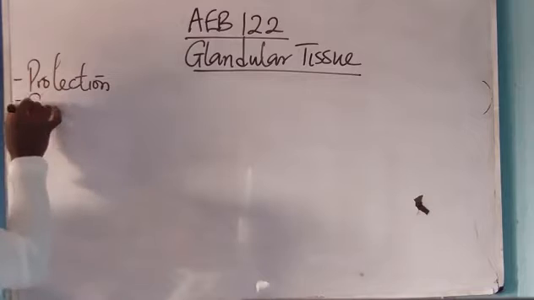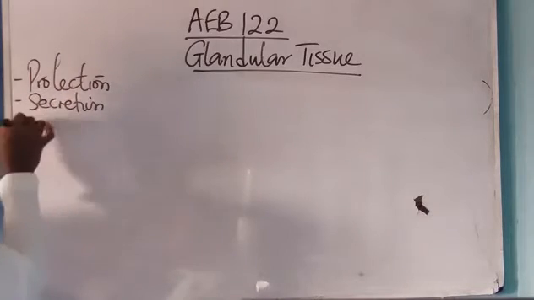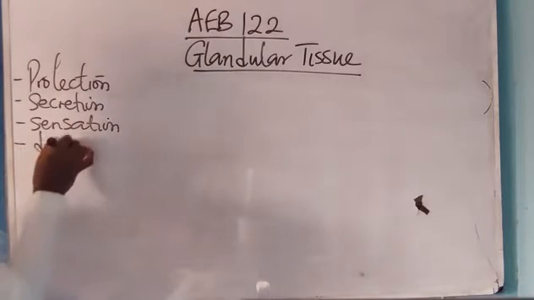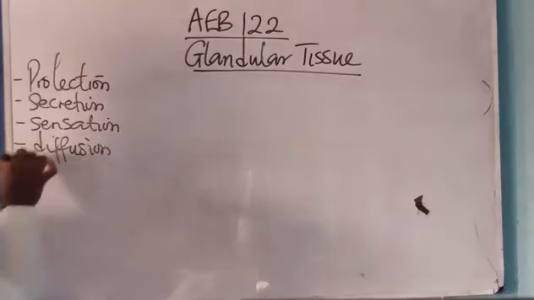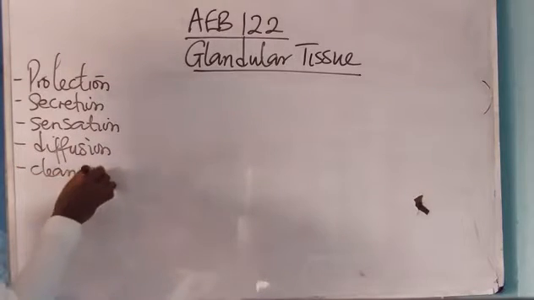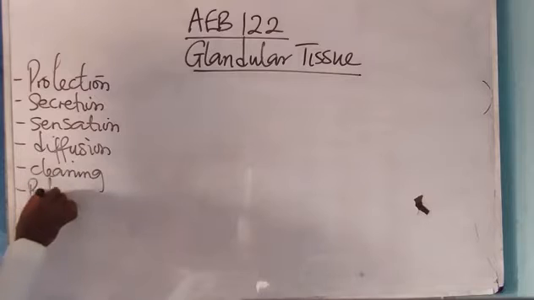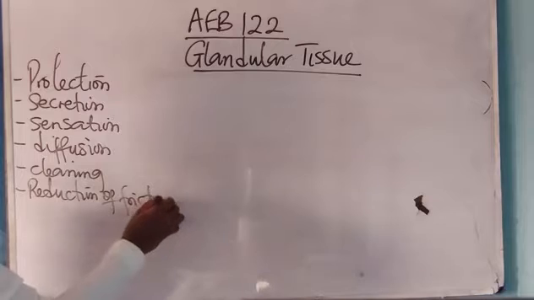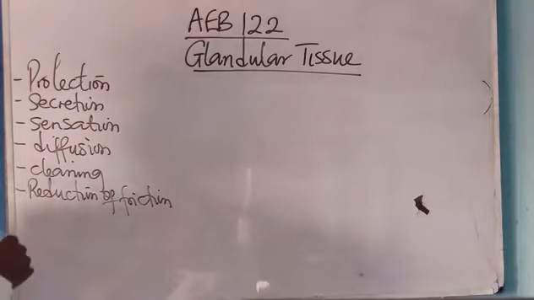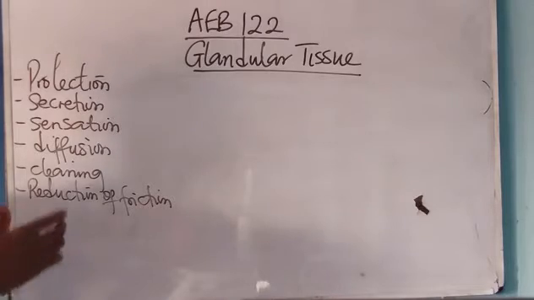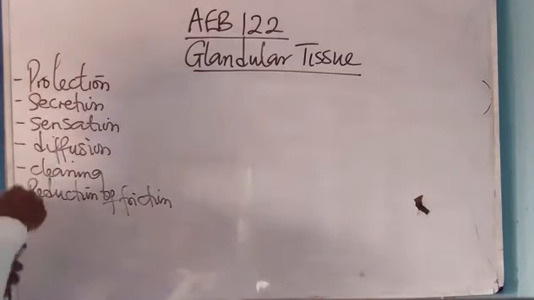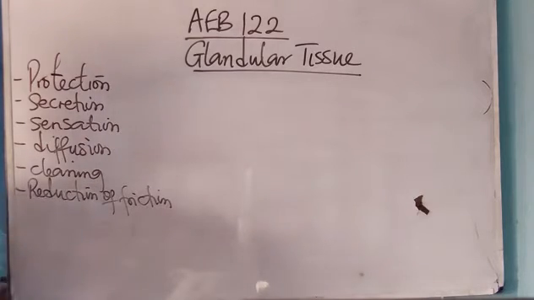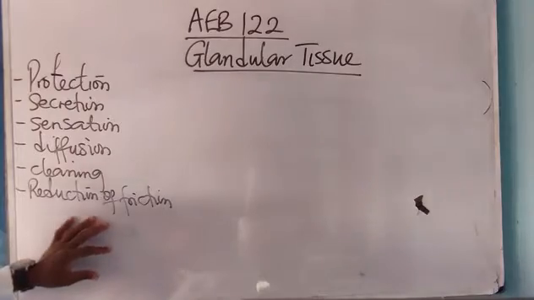We have protection. We have secretion. We have sensation. We have diffusion. We have cleaning. We have reduction of friction. Okay, so osmosis is not among them, according to what the textbook says. You have protection, secretion, sensation, diffusion, cleaning, reduction of what? Friction. These are the functions of the epithelial tissue.